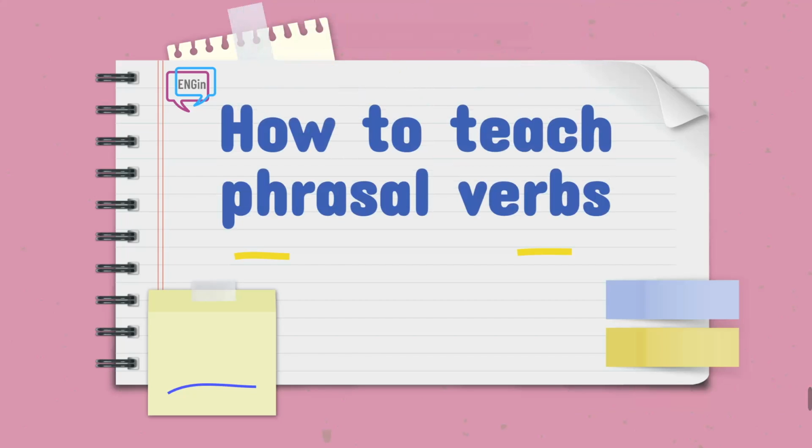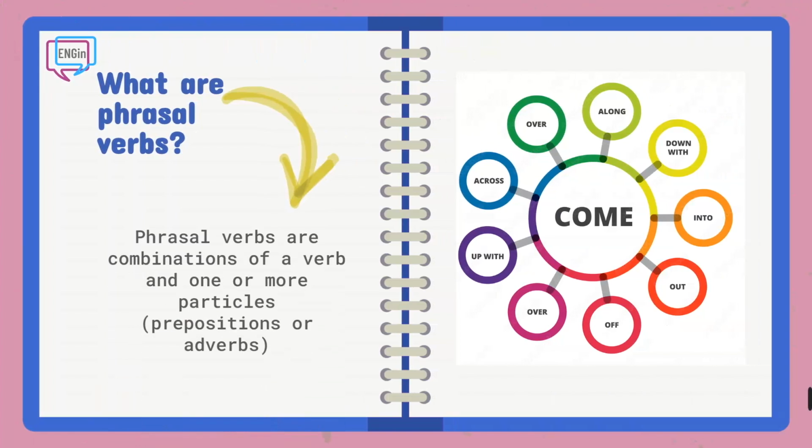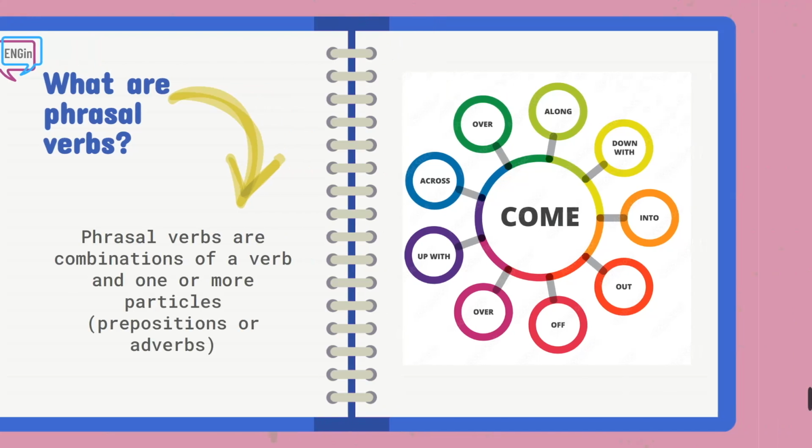There are thousands of them in English, and they can be tricky for English language learners to understand and use correctly. But with the right approach and some practical tasks, you can help your students master phrasal verbs in no time. What are phrasal verbs? Phrasal verbs are a combination of a verb and one or more particles, prepositions or adverbs that often have a completely different meaning than the individual words.